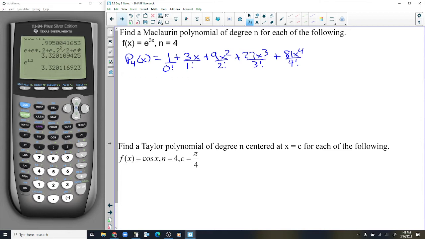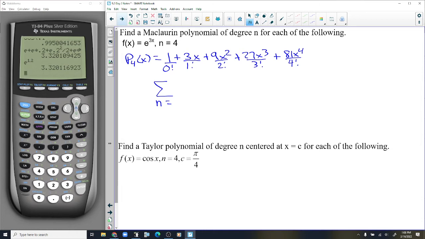Find a Maclaurin polynomial. Oh, that's it. That's all it asks you to do. There we go. But let's start looking at sigma notation for this as well. I don't know. What do you want to start with? You can start with anything you want. What seems reasonable for this one? 0 or 1?